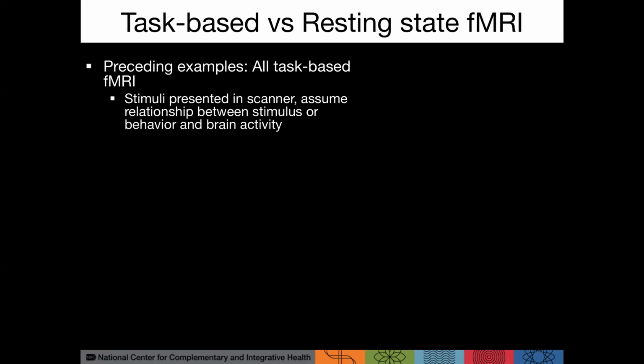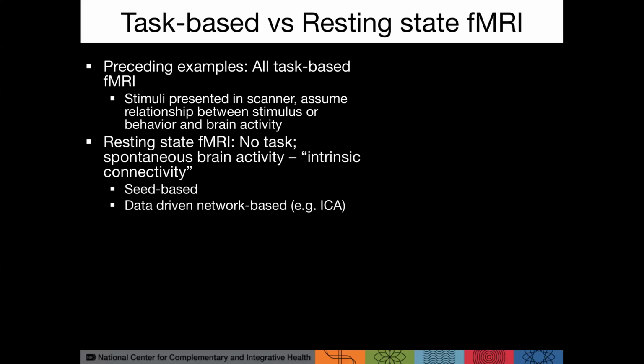One is all of the examples I've given so far are task-based fMRI, where a stimulus is presented at known timing and you're measuring the effects of that stimulus on brain activity. But people also, for the past 20 years, have done a ton of studies using resting state fMRI. And in that case, there's no task, and you're looking at spontaneous brain activity or intrinsic connectivity.